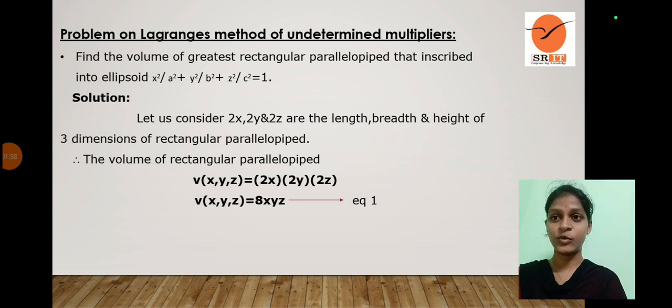Solution. Let us consider 2x, 2y and 2z as the length, breadth and height of the rectangular parallelepiped. Therefore, the volume of the rectangular parallelepiped V(x, y, z) is equal to 2x into 2y into 2z, so V(x, y, z) is equal to 8xyz. Consider this as equation 1.